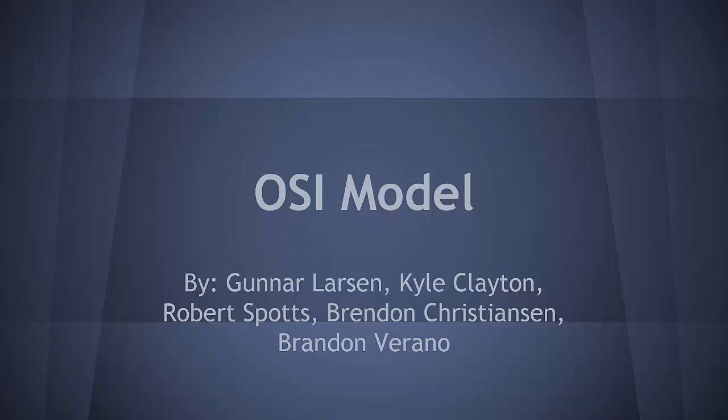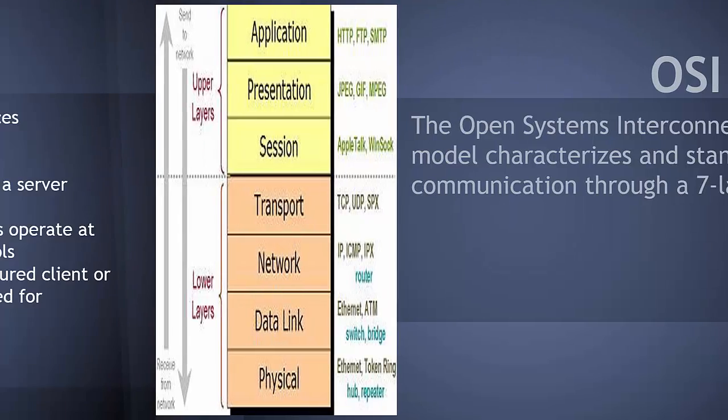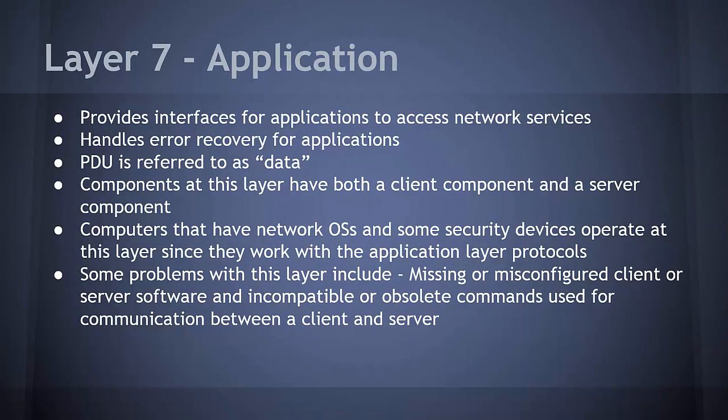The OSI model. The Open Systems Interconnection model characterizes and standardizes communication through a 7-layer process. Layer 7 is the application layer.